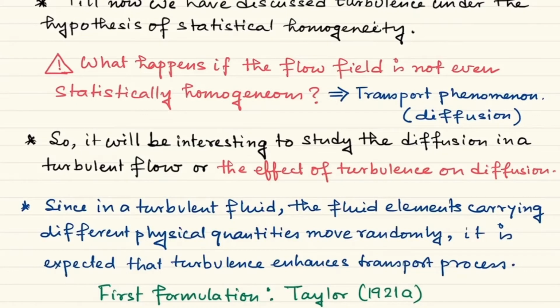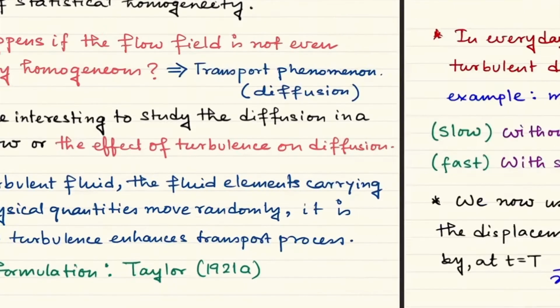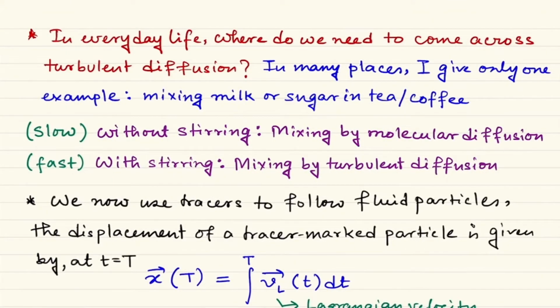Now it is easy to say in words what turbulence does for efficient mixing, but the first formal formulation was given by Taylor in the year 1920. It is the same Taylor who talked about the importance of 2-point correlations in turbulence. So in a sense, Taylor can be thought of as the father of so-called modern turbulence or modern fluid mechanics.